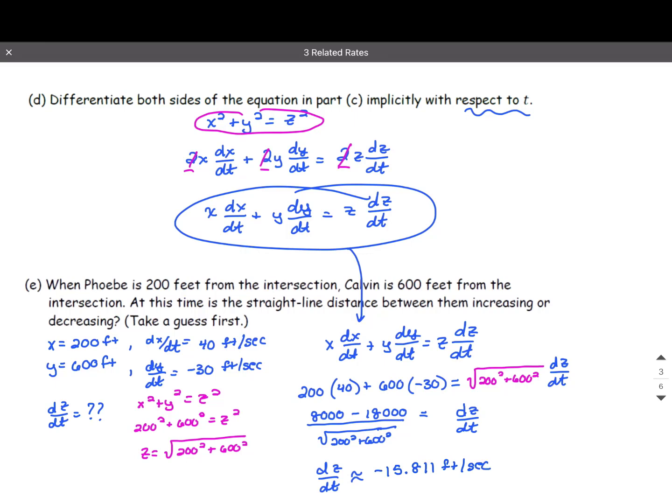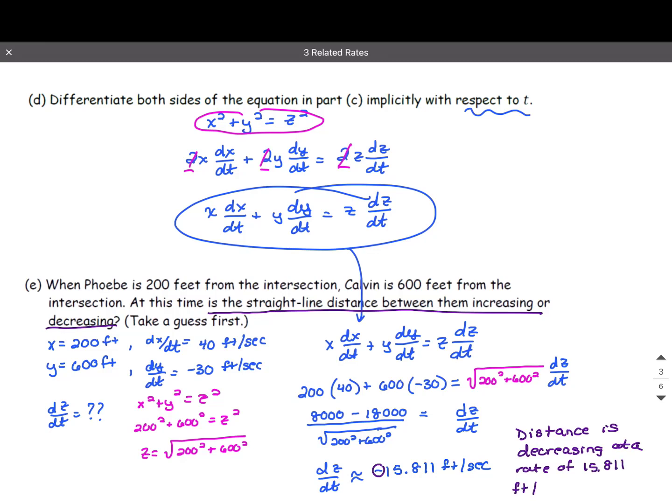Now, what did they ask us? Remember, when we do these, we need to make sure we answer the question. At this time, is the straight line distance between them increasing or decreasing? Well, if this is negative, that means the distance is decreasing at a rate of 15.811 feet per second.